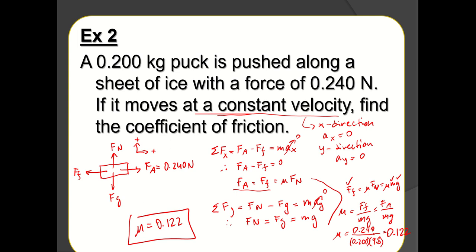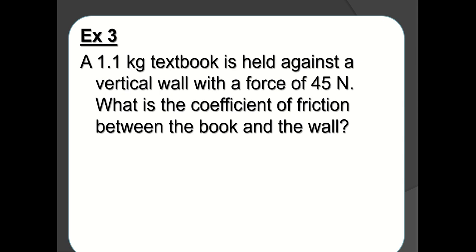All right, so let's take a look at the last example here. In this case, we have a 1.1 kilogram textbook that's held against a vertical wall with a force of 45 newtons. What is the coefficient of friction between the book and the wall? Here's our scenario. We have our wall here, and the book is being pressed against this wall like so.